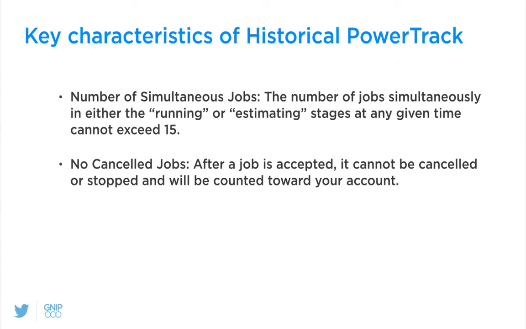Now we're going to switch gears and discuss some key characteristics of the Historical PowerTrack API. And these are things that you should consider while you're integrating with this data service. The first is that the number of jobs simultaneously in either the running or estimating stages at any given time cannot exceed 15 jobs. Also, after a job is accepted, it cannot be canceled or stopped and will be counted towards your account. And this, of course, is a great reason why your process should involve some review of the estimate that's provided.